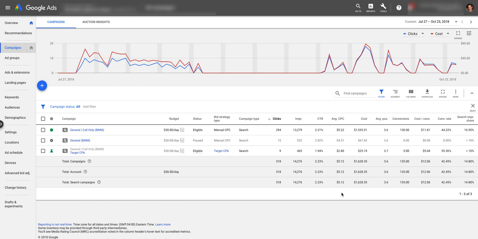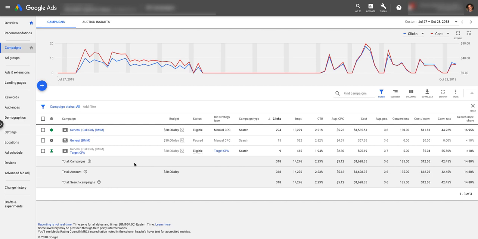So what I want to say about Target CPA is it's a pretty good strategy to test. I'm not going to say it works every time, but we've done it in the home services and in professional services and even in e-commerce. And a lot of times we find that Target CPA will work pretty well. I think it depends on the level of data you have. If you've got a good amount of conversions, it makes it a big difference.